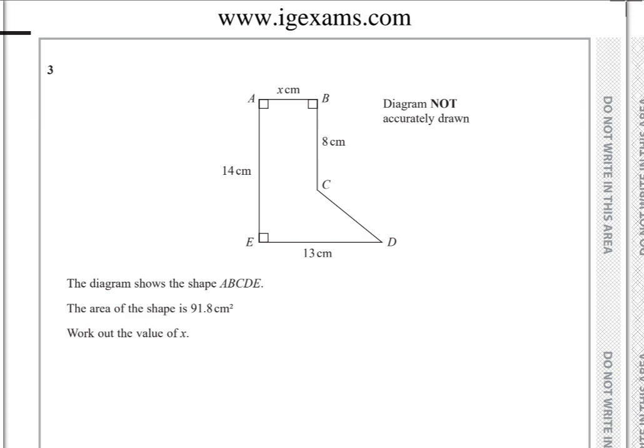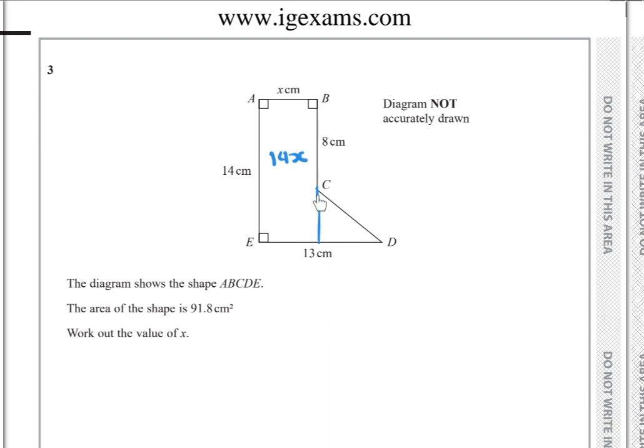Number 3. The diagram shows the shape ABCDE. The area of the shape is 91.8. Work out the value of x. To find the area of this shape, we can divide it into a rectangle and a triangle. For this rectangle, its area is length by width, so 14 times x. So the area is 14x.